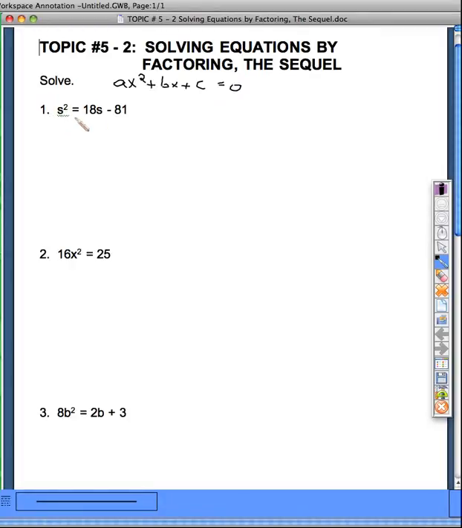Since this s squared is positive, we're going to subtract 18x and add 81 from this right side. And what we do to one side, we have to do to the other. So we're going to bring that down. This side then becomes 0. And over here we have s squared minus 18s plus 81. Okay. Now we need to factor.